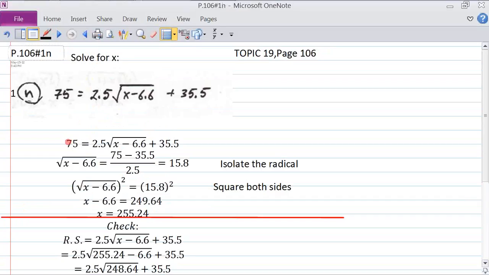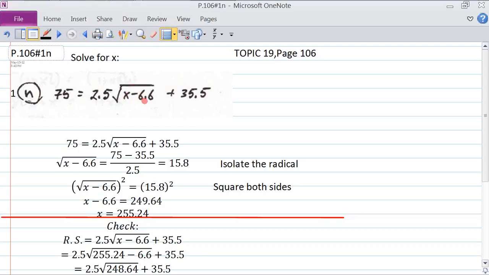Now here we have a number here, and here we have a number here, so we can do a number of different things. What I've done here is to solve for the square root of this. So I want to isolate the radical by itself. I want to isolate this by itself.